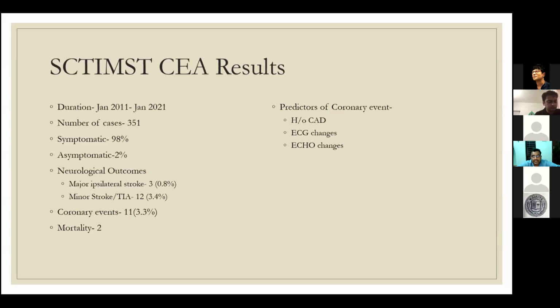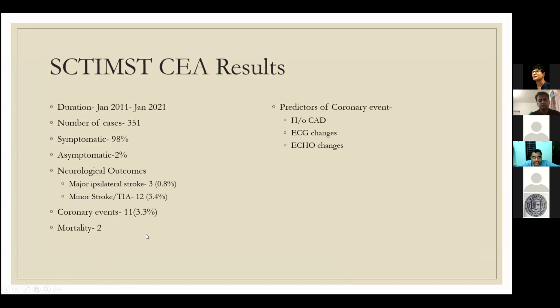In our day-to-day practice, we intervene mostly in symptomatic patients. For asymptomatic patients, as Satvik has said, we follow the same indications in our institute. Our major stroke rate is around 0.8%, and minor stroke or TIA is around 3.4%, with almost all of them improving within a day or so. We had a cardiac coronary event in up to 3.3%, and among them, one patient had a mortality, and the other mortality was because of a dense stroke.